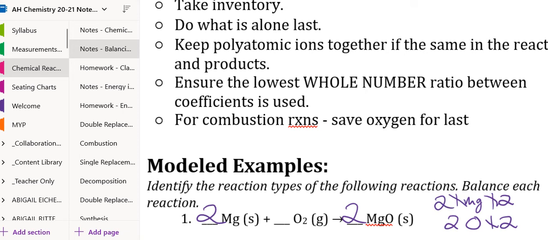Is everything balanced? Once everything's balanced, any blanks you have, you can go ahead and put in a 1. Now, you do not have to write in the 1. Let me give you a cautionary tale about why you might want to. Writing 1, it's a way to indicate to yourself that you've finished balancing the problem.